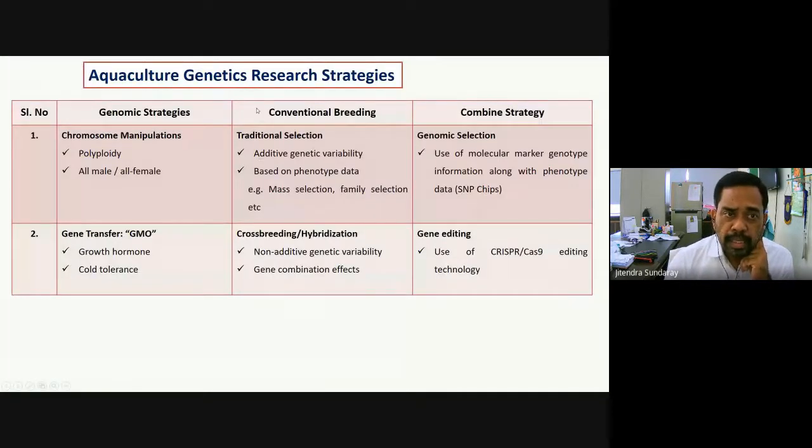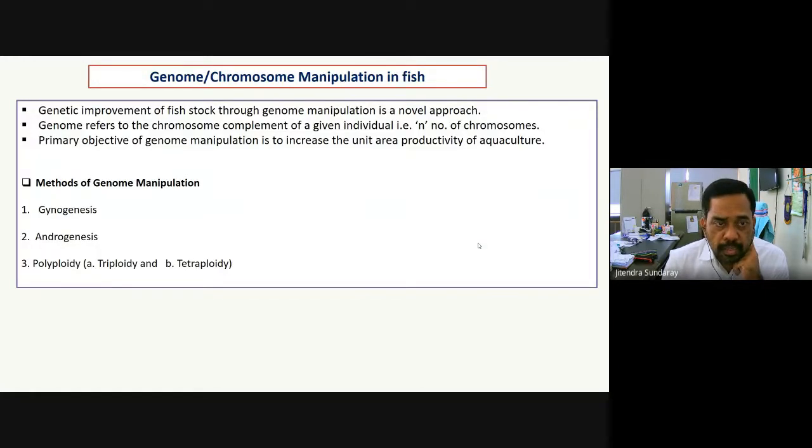Genetic research strategies include genome and chromosome manipulation, conventional breeding, combination strategies, then gene transfer, GMO, crossbreeding, and gene editing. CRISPR-Cas9 is the recent technology that has been successful in plant science. Now slowly it is getting into fish research.